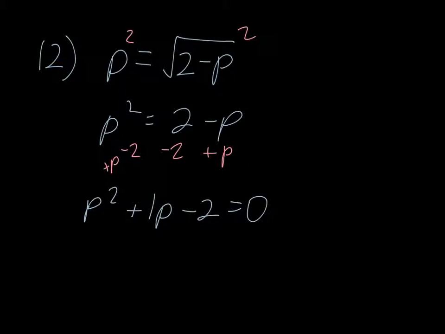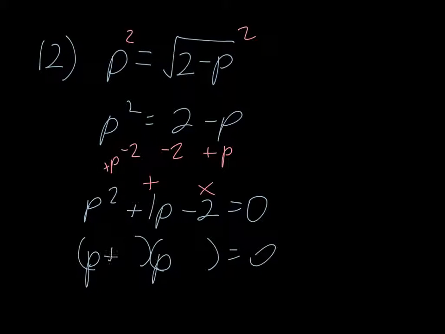And I like it equal to 0 because now I'm able to factor this. And I'm looking for two numbers that multiply to make negative 2, that add to be a positive 1. Those numbers are positive 2 and negative 1. The answers from those, because we're solving, come out to be the opposites, negative 2 and positive 1.